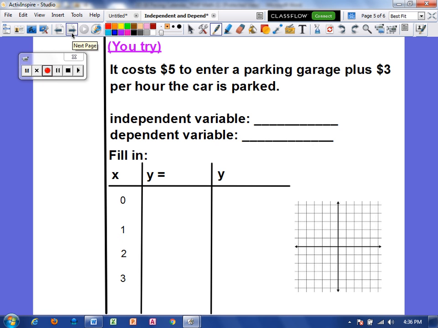Alright, now it's time for you to try. Identify your independent and dependent variables. Fill in the table, plot your points, and graph.